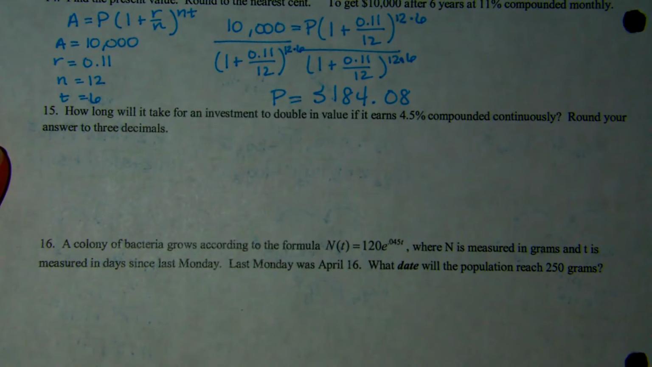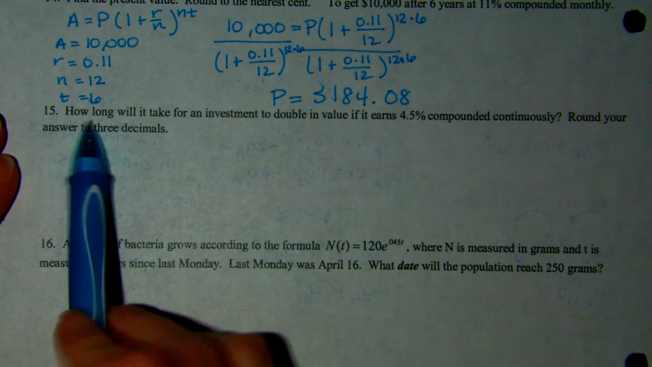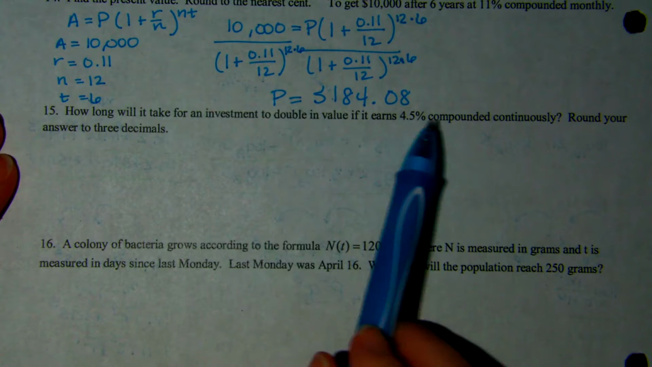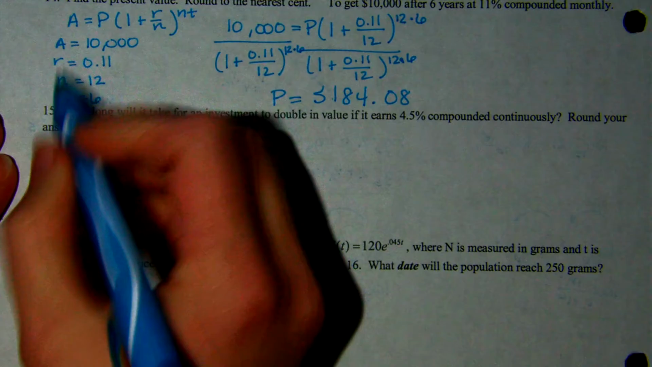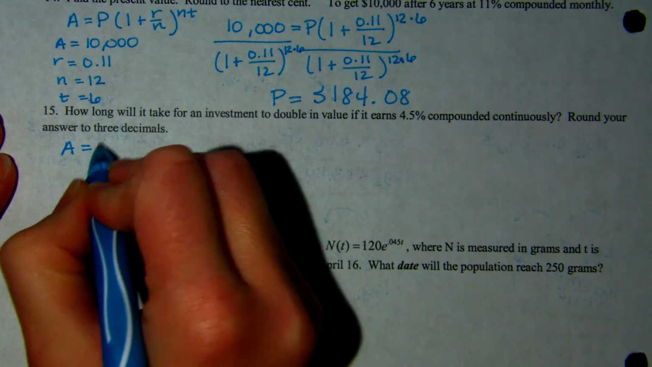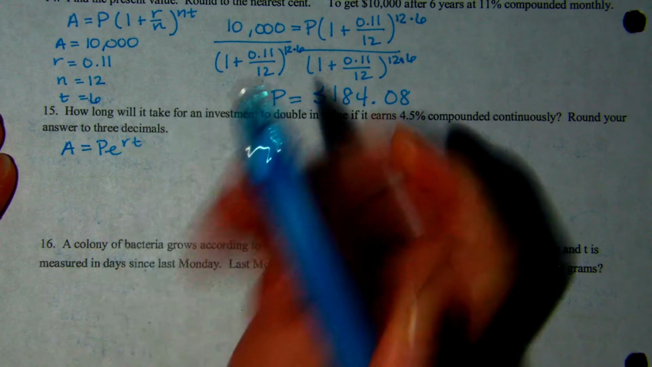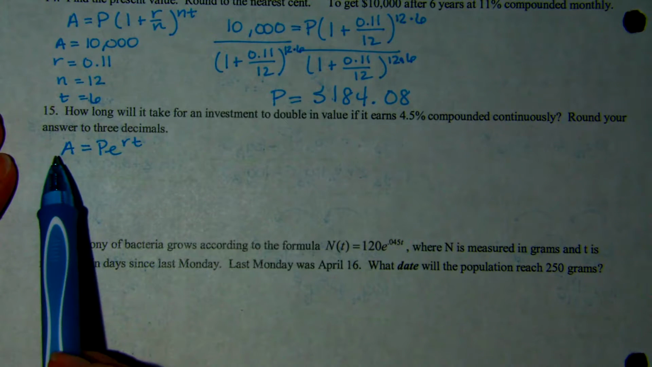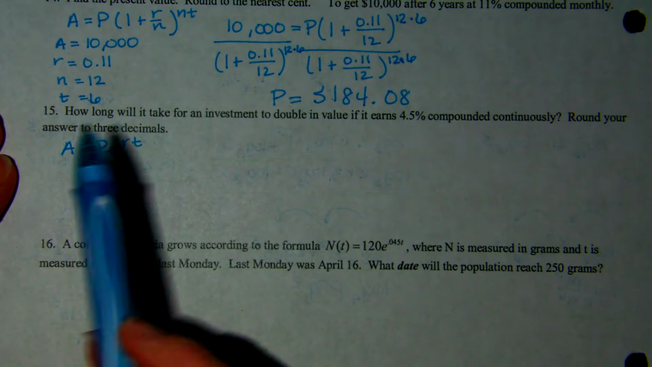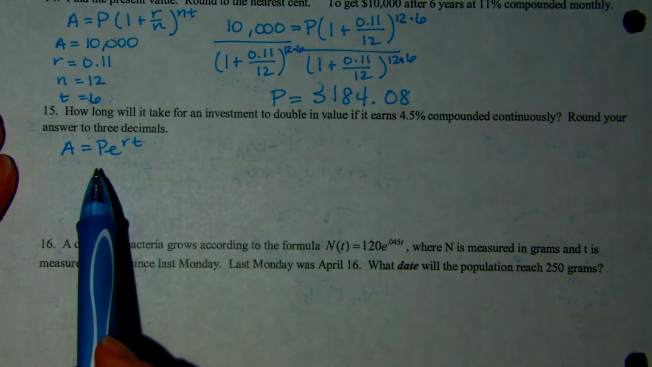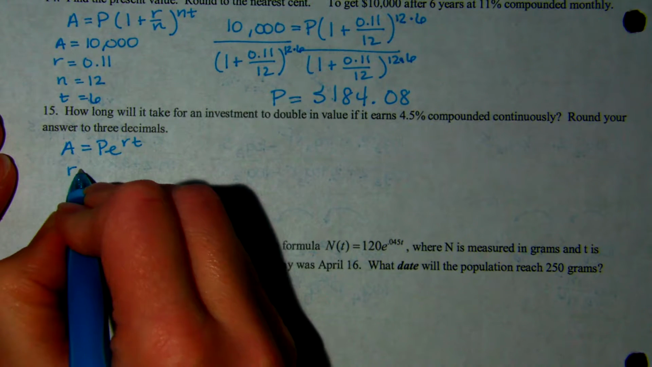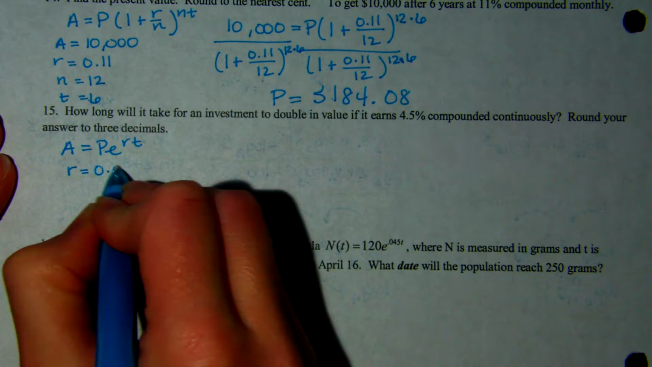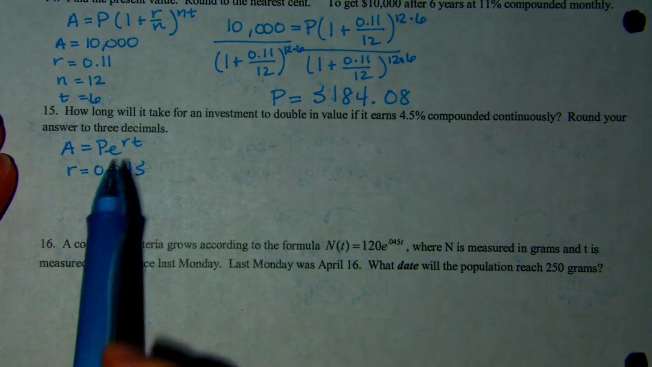All right, number 15 wants to know how long it's going to take for an investment to double in value if it earns 4.5% interest compounded continuously. So that's again A equals P e to the rt. That's that formula right there. What they've given us, we know that the interest rate is 4.5%, so 0.045.